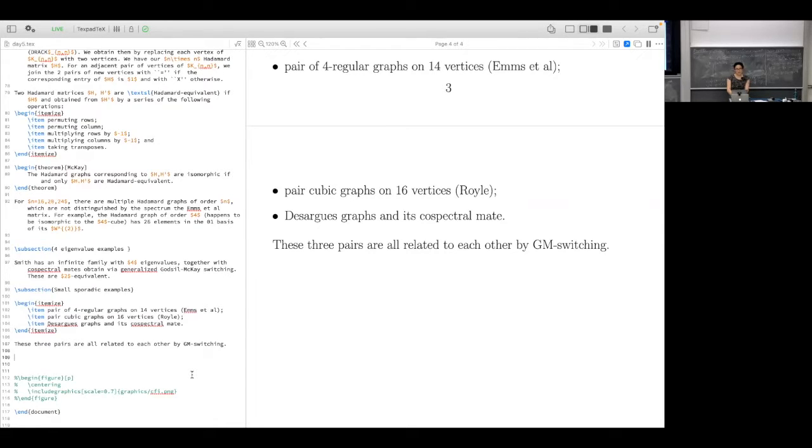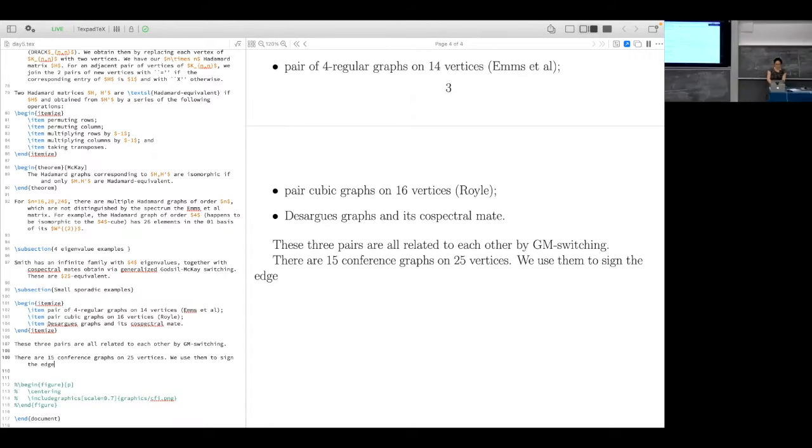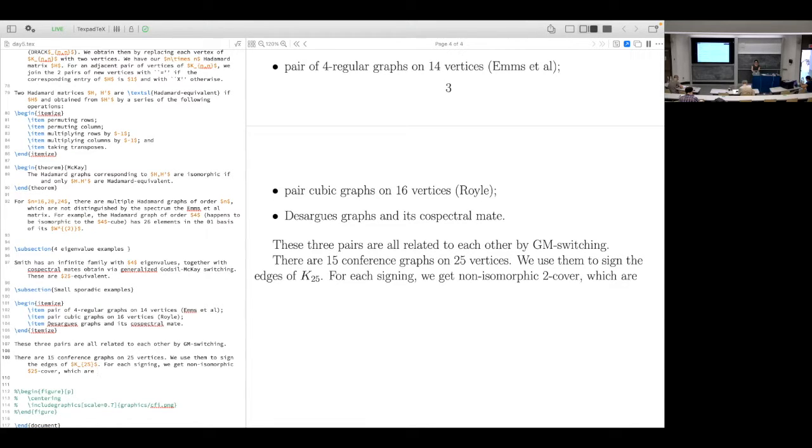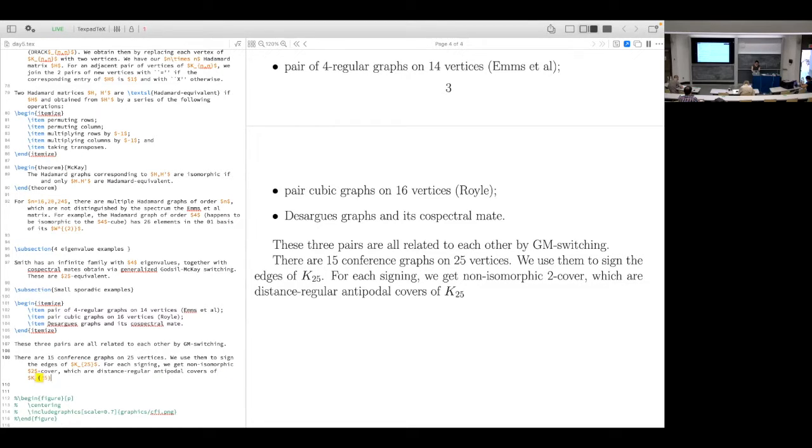You can find Drac-Ns with one N. So how many others are there? There are 15 strongly regular conference graphs on 25 vertices. So we can use them to sign the edges of K25. For each signing, we get non-isomorphic two-covers, which are going to be Drac-Ns, distance regular, which in this case is Drac-25s. And some of them are not distinguished by this.